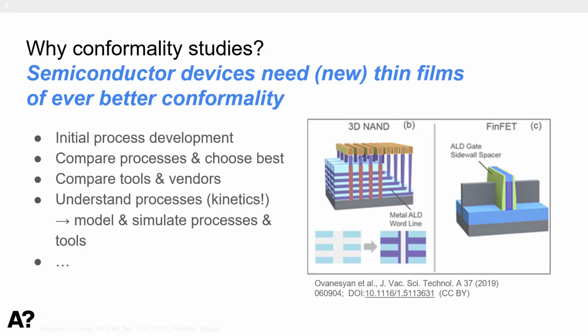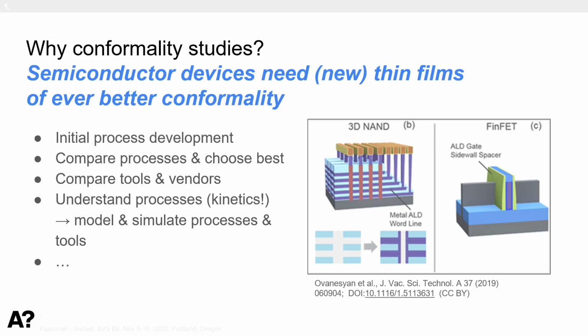Conformality is the capability of a film to coat a complex three-dimensional structure with a uniform film when it comes to thickness and hopefully also other properties. Why study conformality? Well, an obvious reason is that semiconductor devices nowadays have a lot of complex three-dimensional structures which need to be covered by thin films. And this three-dimensionality is becoming more and more complex, and also new types of thin films will be needed.